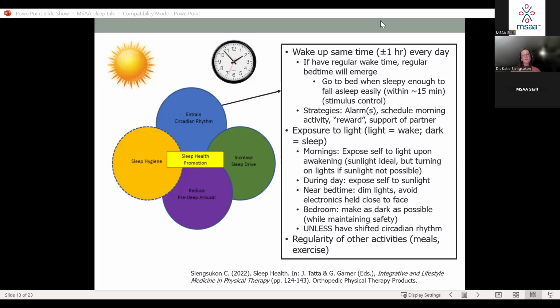So strategies that we've used with clients to wake up at the same time every day, a very easy one is to set an alarm. Some people will set a couple alarms. And also to think about scheduling a morning activity. But to think about, what is something like a reward? What would you do with the gift of extra time? Because everybody likes extra time.